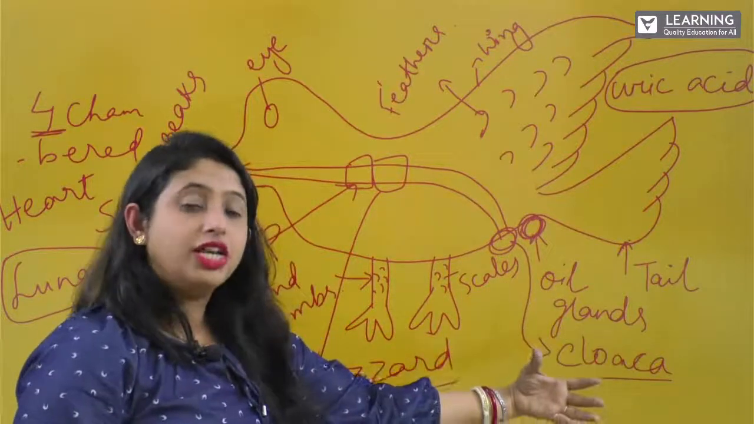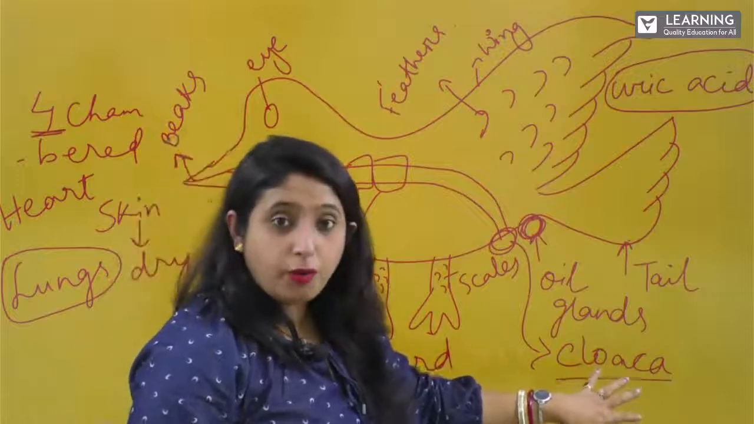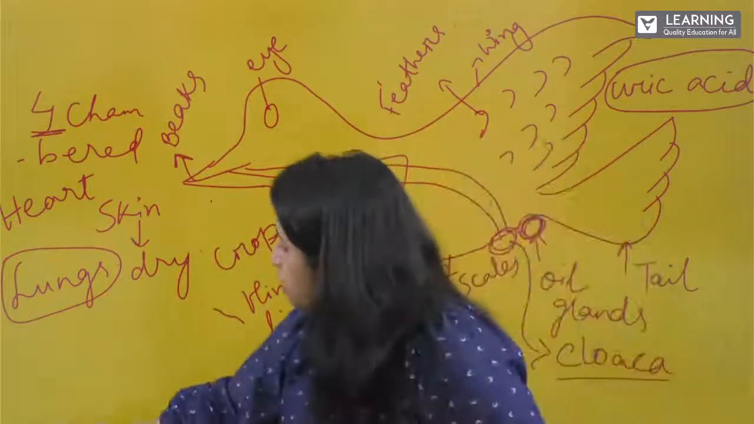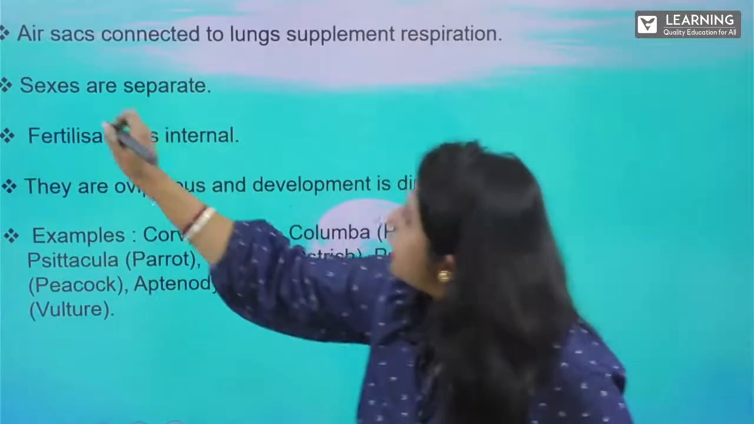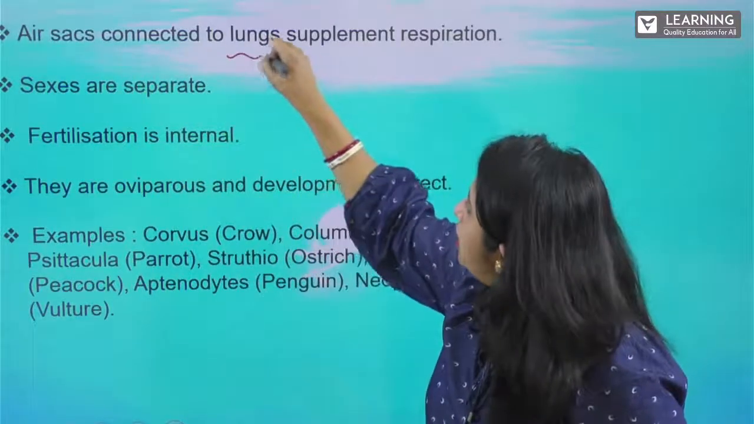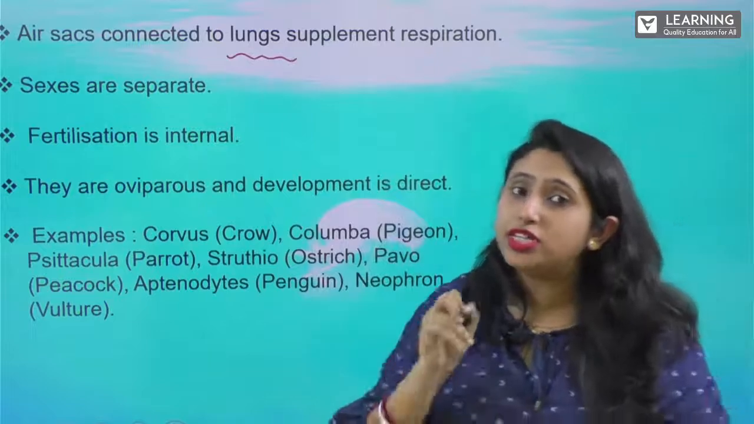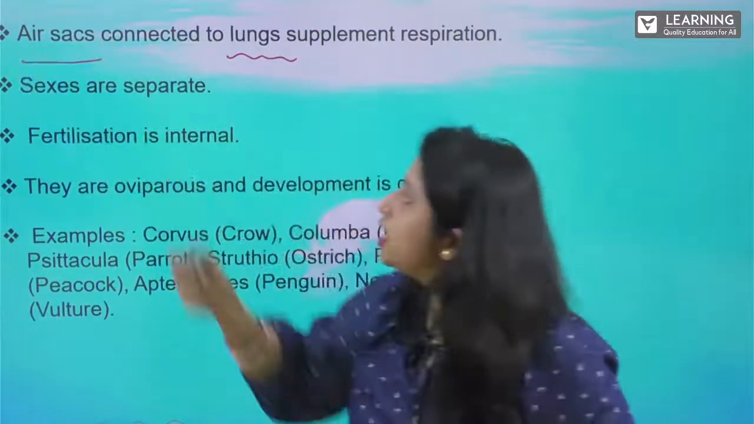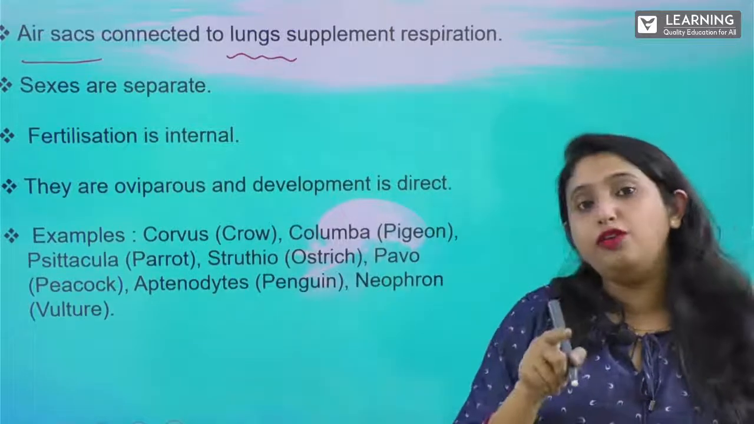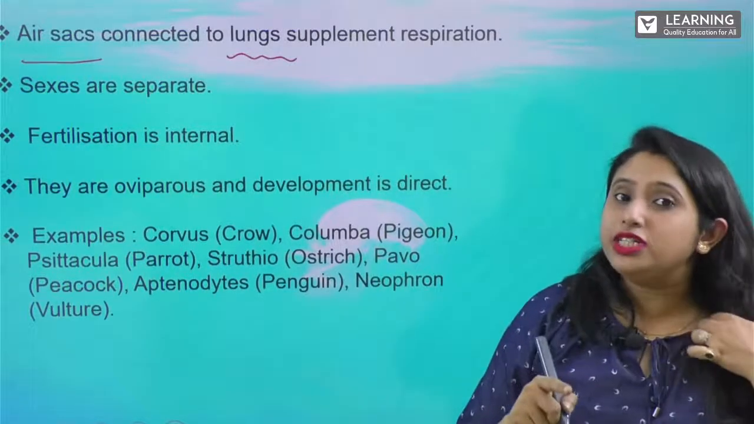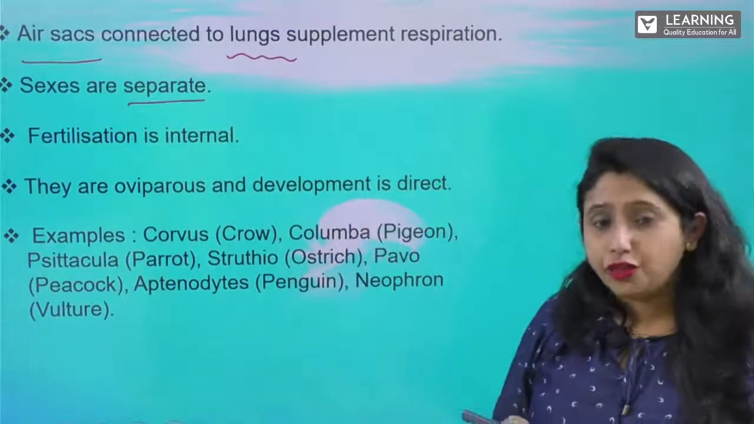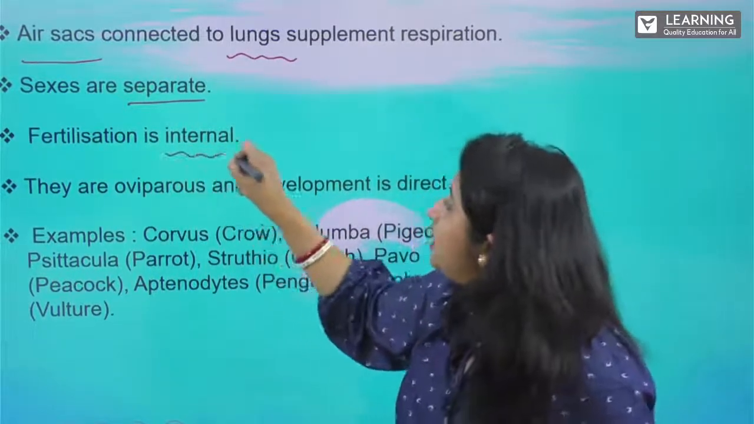Excretion, reproduction, everything takes place with the help of cloaca. Clear? Cloaca, sorry. So this is all about it, and you can see they have got lungs, and lungs are supported by what? They are supported by air sacs. But they respire with the help of lungs only. And the sexes are separate, and the fertilization is internal.